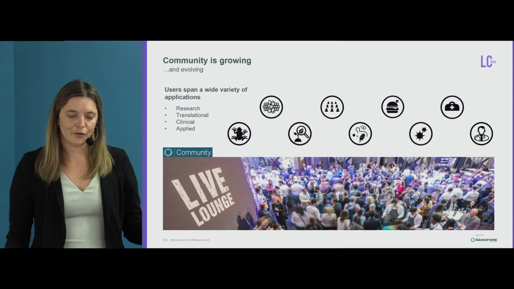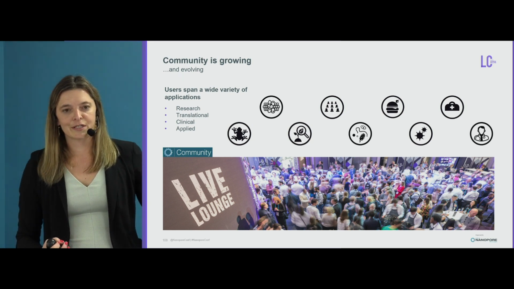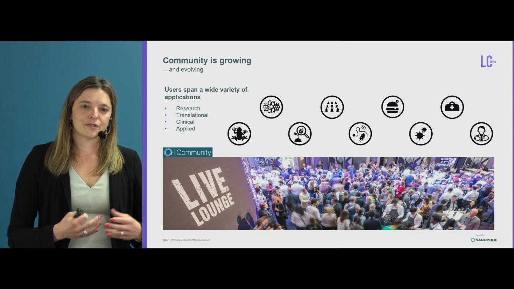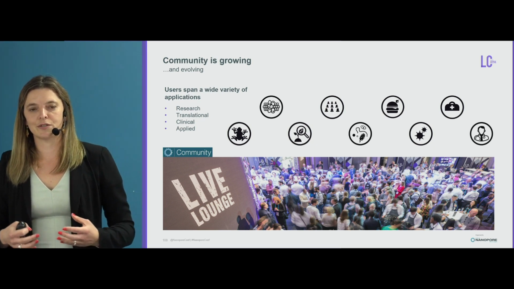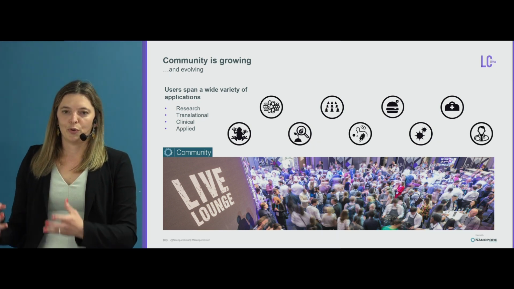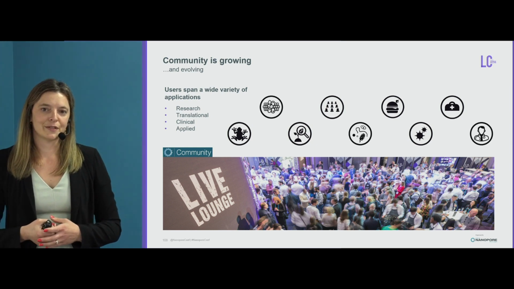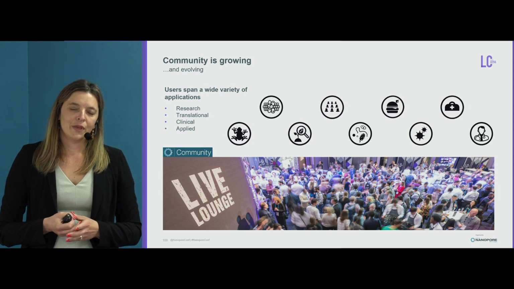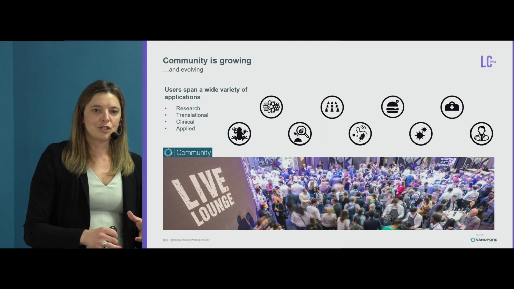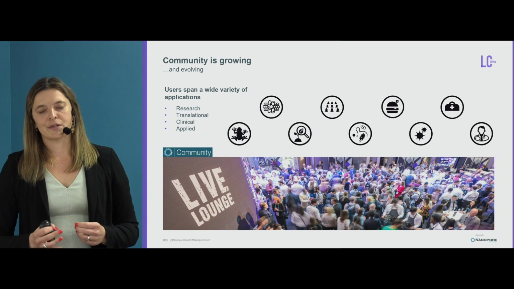And what we've seen over the last few years is this growth, this evolution of the community from those very early access users that started with us in 2014 to people then doing metagenomic studies in 2016, 2017. PopGen started to come at us really thick and strong with the birth of PromethION. And we also have a lot of people in translational, in clinical, and applied markets.